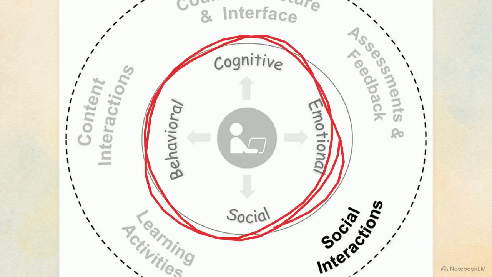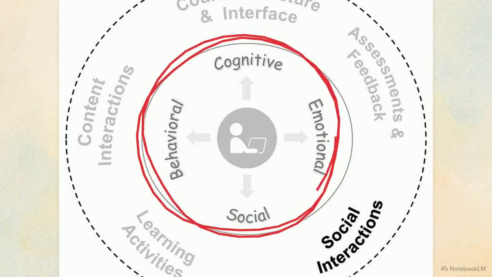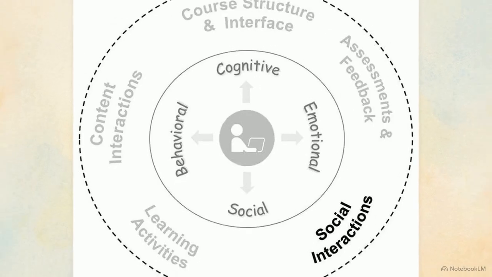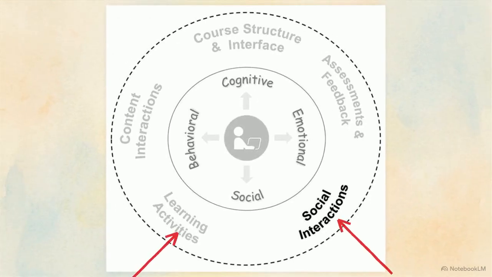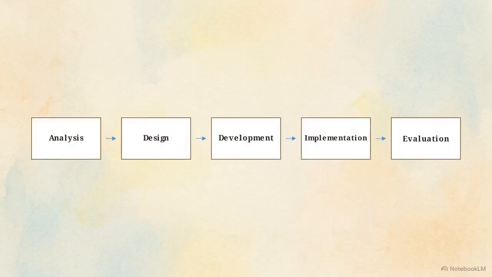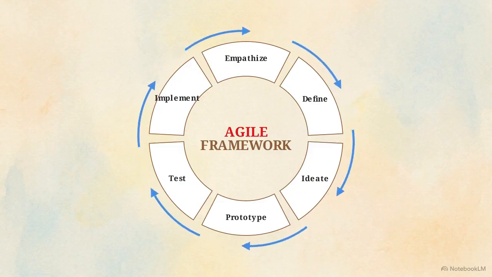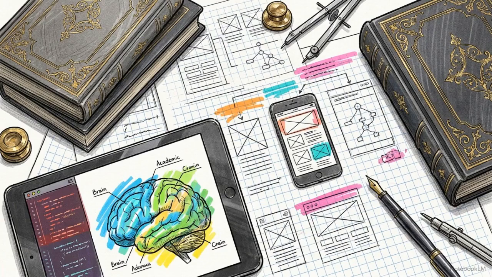It identifies 4 vectors of a learning experience: cognitive, emotional, behavioral, and social. The outer dashed ring shows how learning activities and social interactions must completely enclose the user, integrating all 4 dimensions at once. Engineering this kind of environment means abandoning rigid, linear planning models and adopting an agile, iterative approach known as design thinking.